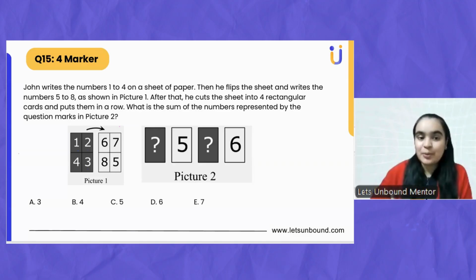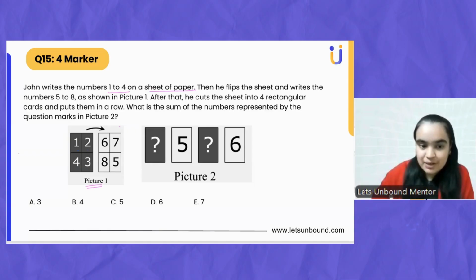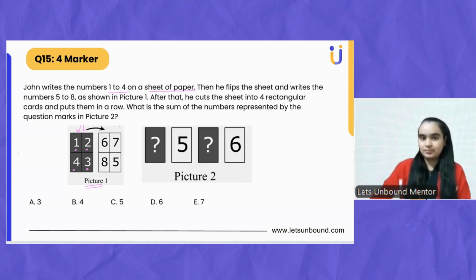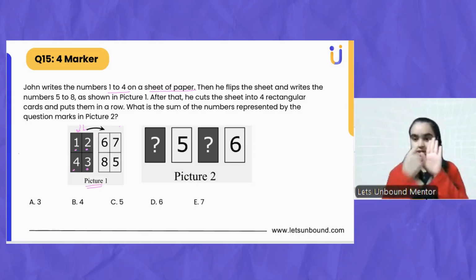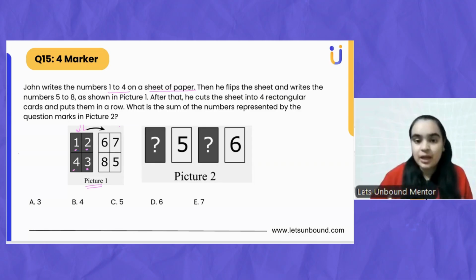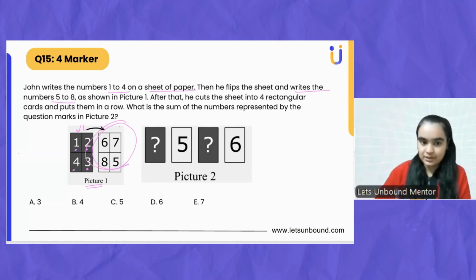John writes the numbers 1 to 4 on a sheet of paper. You can see in picture 1 the sheet of paper, this black one, wherein we have numbers 1, 2, 3, and 4, right? Then he flips the sheet and writes numbers 5 to 8 as shown in picture 1. So here, this is how he has written 5, 6, 7, 8.